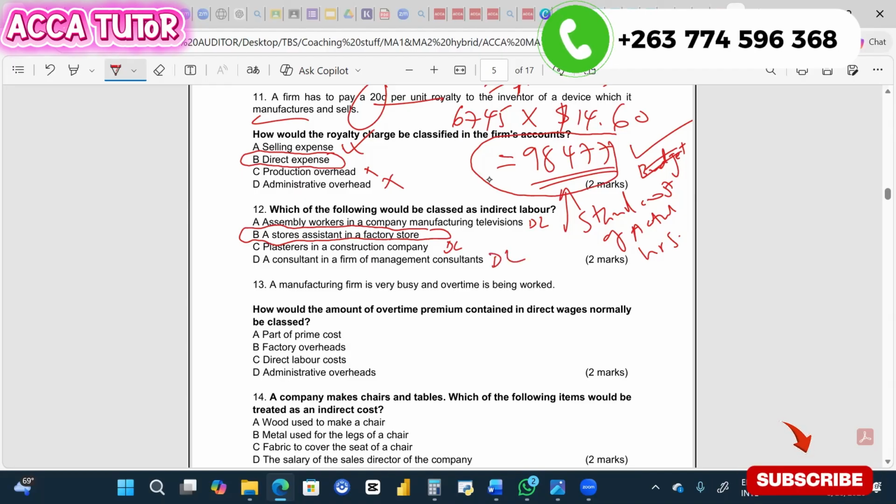Then this guy, stores assistant in a factory store. You see, that's where the problem is. People, when they see factory, they simply say, oh, that one is direct labor. No, that's not direct labor because a factory store is not. People in the factory store are just support staff. They are not directly involved in the manufacturing of goods and services in the factory. So this one is indirect labor. Okay, so the answer is B.